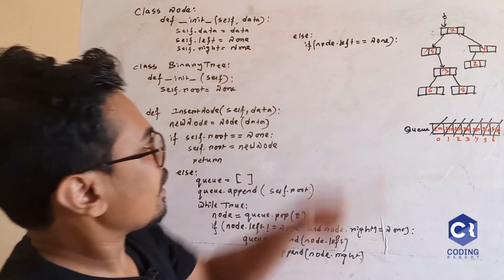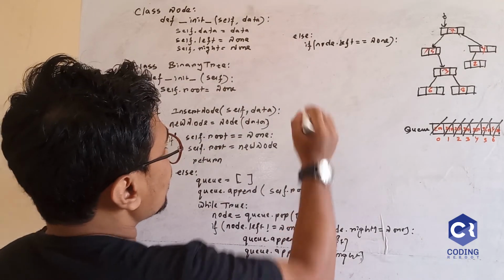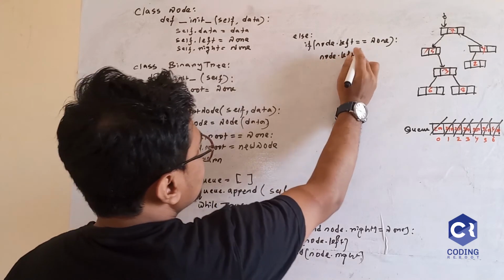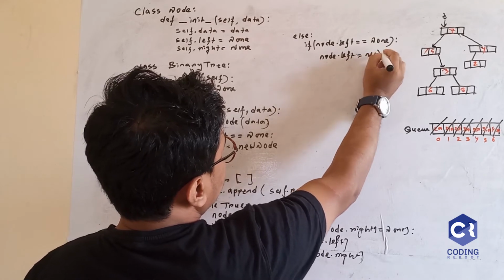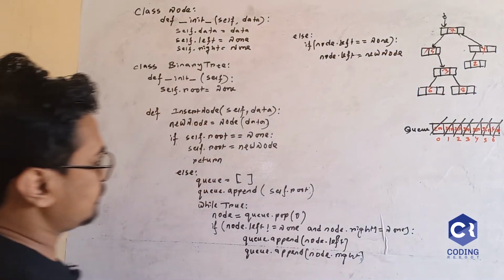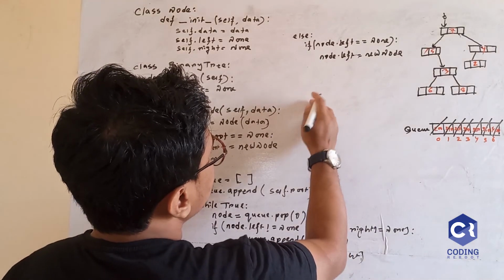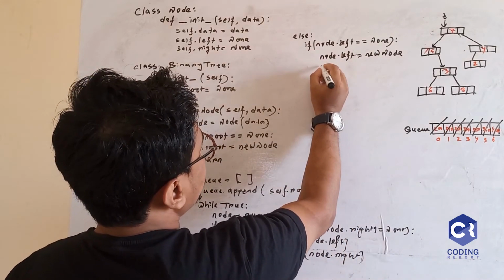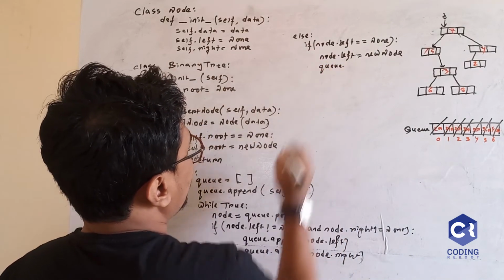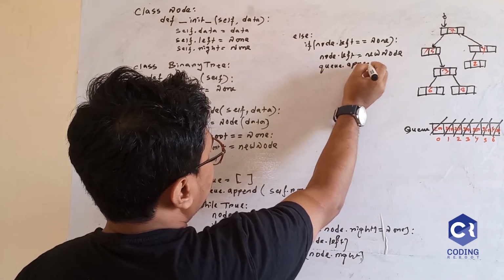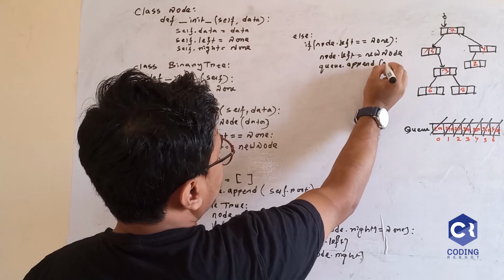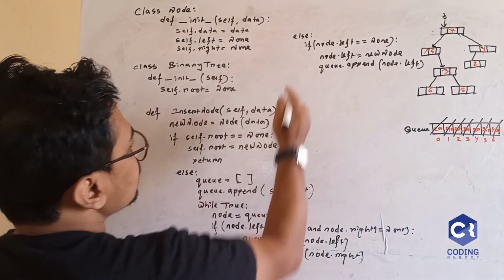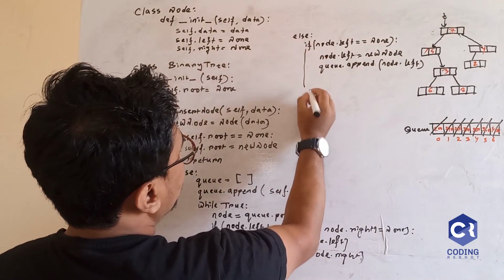If the left child is none, then that node.left will be our new node. It will be our new node, and we're going to append this node.left into our queue, that is q.append node.left, this part.